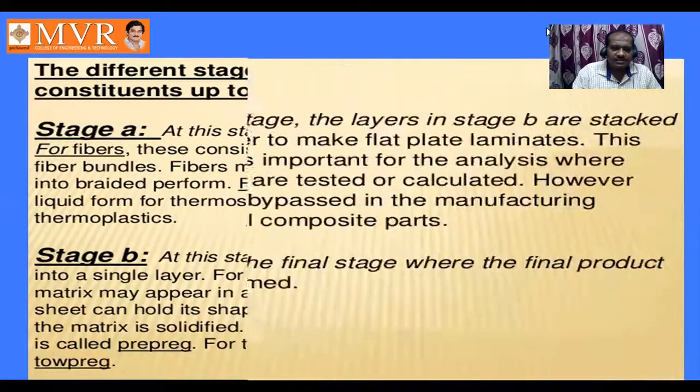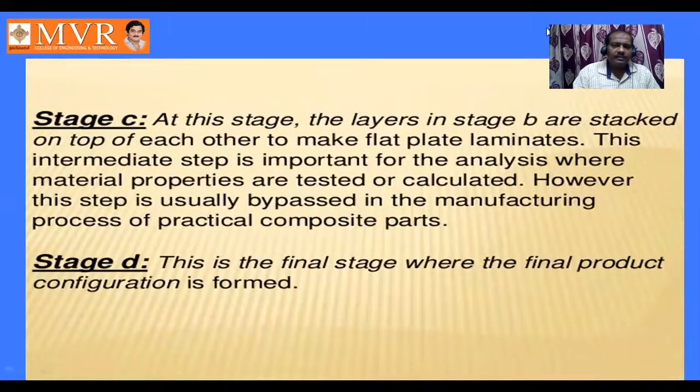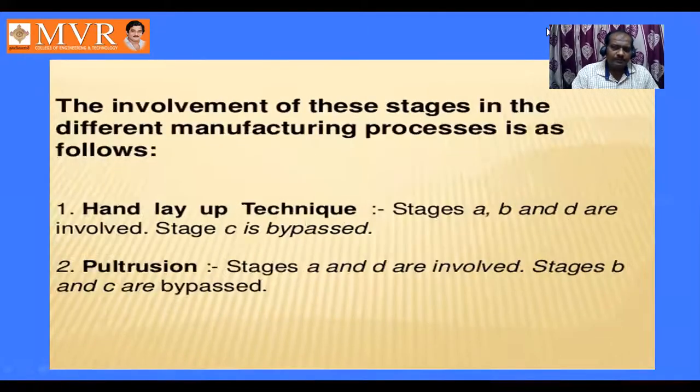Next, what is the D stage? These two are going to combine to prepare a final product. So that is the stage D process. So if you observe this pultrusion, stages A and D are involved. Stages B and C are bypassed in this one. That means, try to listen, we are going to take fiber in the form of filaments or bundles and matrix in the form of liquid, and these two are going to be combined to convert a composite material into a final product.